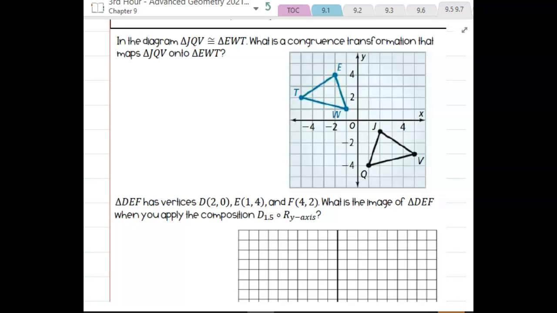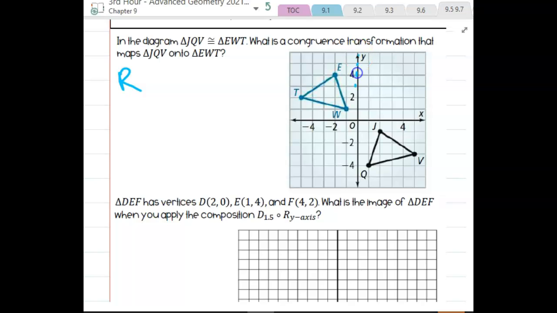Okay? So let's talk about the notation that we learned when we did reflections. Remember, the reflection was the capital R, and the subscript, kind of the rule, was the line of reflection. So if I'm going to reflect triangle JQV, what is my line of reflection to get it from here to here?